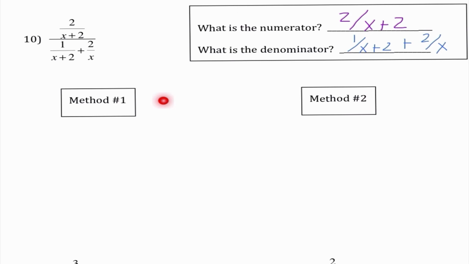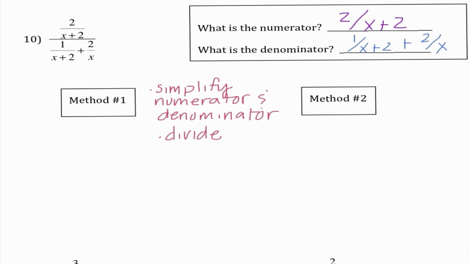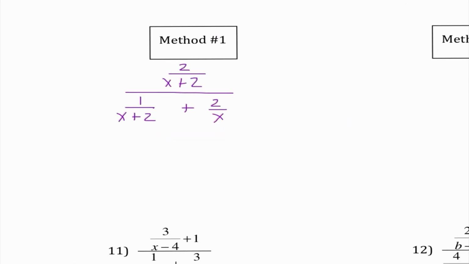Method number 1 is actually going to be very similar to what we did earlier today. So the way that I am going to use here, I'm going to simplify the numerator and the denominator like they are two separate problems. And then once they're simplified, I'm going to go ahead and divide them. So if we look at this numerator, I notice that it's fine. Okay, it is simplified. But in our denominator, this is not simplified.